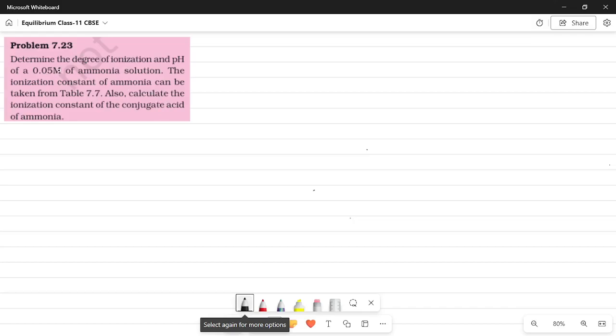Okay, so determine the degree of ionization and pH of a 0.05 M ammonia solution. The ionization constant of ammonia can be found on table 7.7. Also, we need to calculate the ionization constant of the conjugate acid of ammonia. So it feels like the question is asking a lot of us, right? That is because it is. So first of all, let's write down what's been given to us.